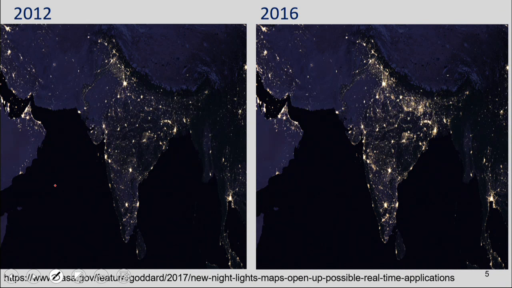So here is something that is now used more and more in research. These are night lights from NASA. At one level, this tells you a lot about the power sector, how lights have increased. But more and more research is now using this as a proxy for GDP growth and welfare advances. So night lights are a very hot topic in development research. They're used as proxies for all kinds of things.